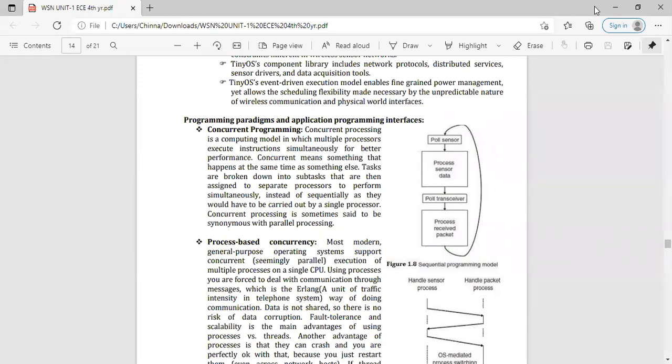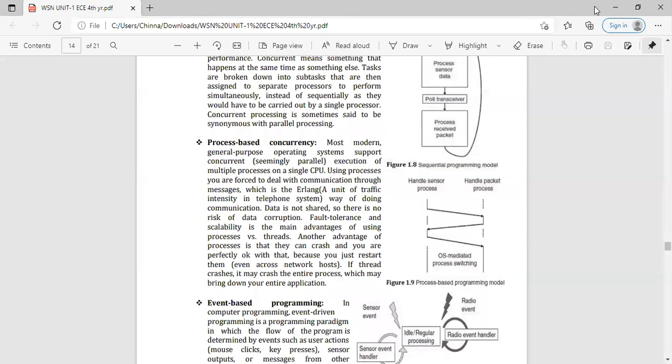In process-based concurrency, most modern general-purpose operating systems support the concurrent execution of multiple processes on a single CPU. Using a single CPU, you can perform multiple operations, parallel operations. Using processes, you are forced to deal with communication through messages, which is analogous to the traffic intensity of the telephone system. As an example, we are using telephone networking here for parallel processing.